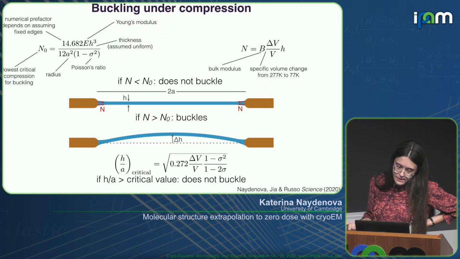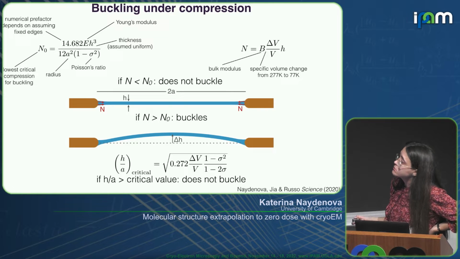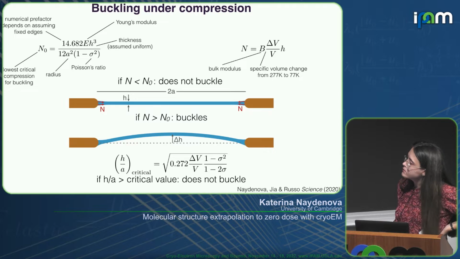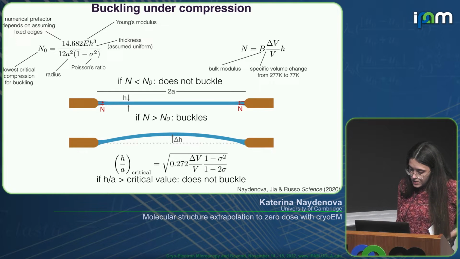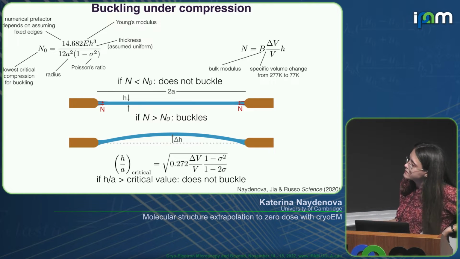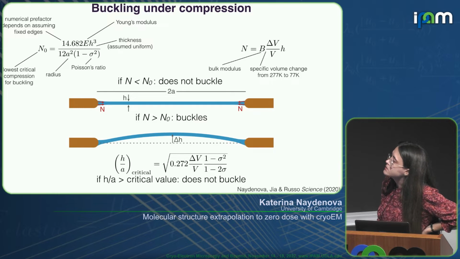And it turns out it depends on very few parameters. It depends on the Young modulus of the material, assuming the support is much, much stiffer than the ice. It depends on the thickness cubed of the ice, on the radius of the unsupported ice, and on the Poisson ratio, which is another elastic property of the material, just a constant. And then we thought, if this buckling actually happens, what would be the origin of this critical compression to cause it?